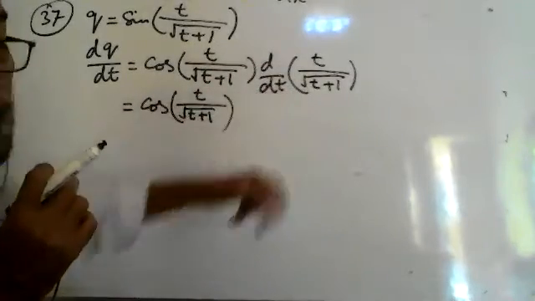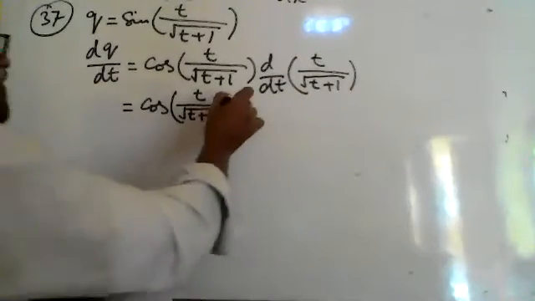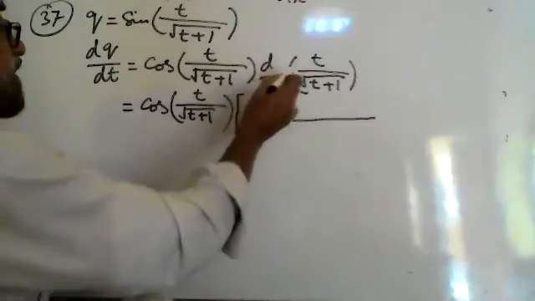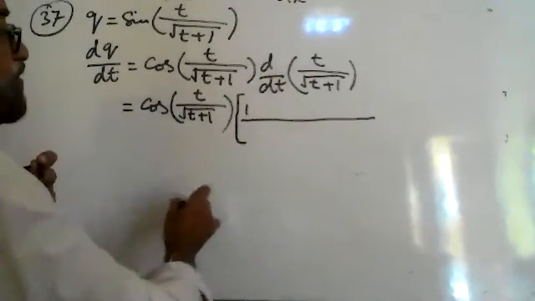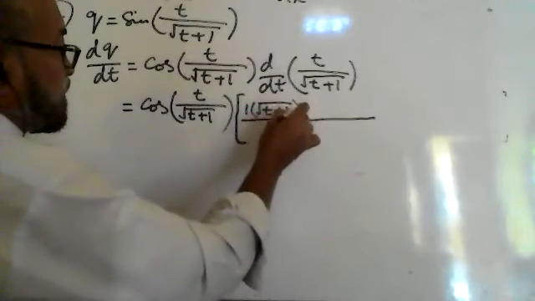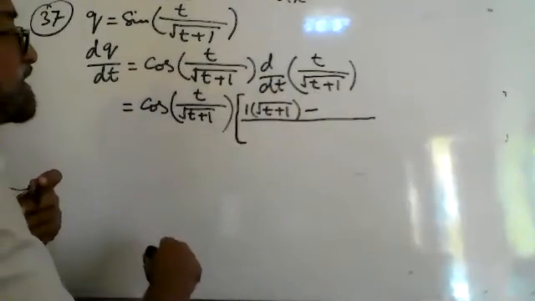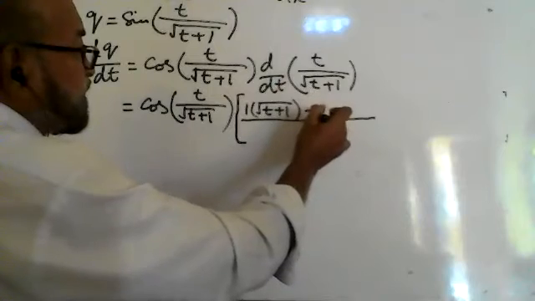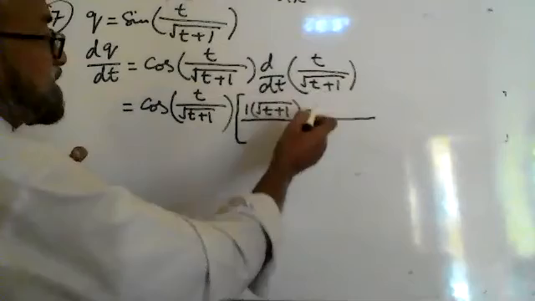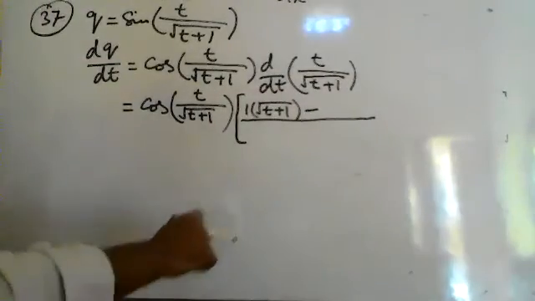So we will use the formula of u upon v. That is the derivative of the numerator, 1, into the denominator under root t plus 1, minus the derivative of the denominator into the first function. What will be the derivative of this one? Here I will do it so that you will understand, then I will put it over there.